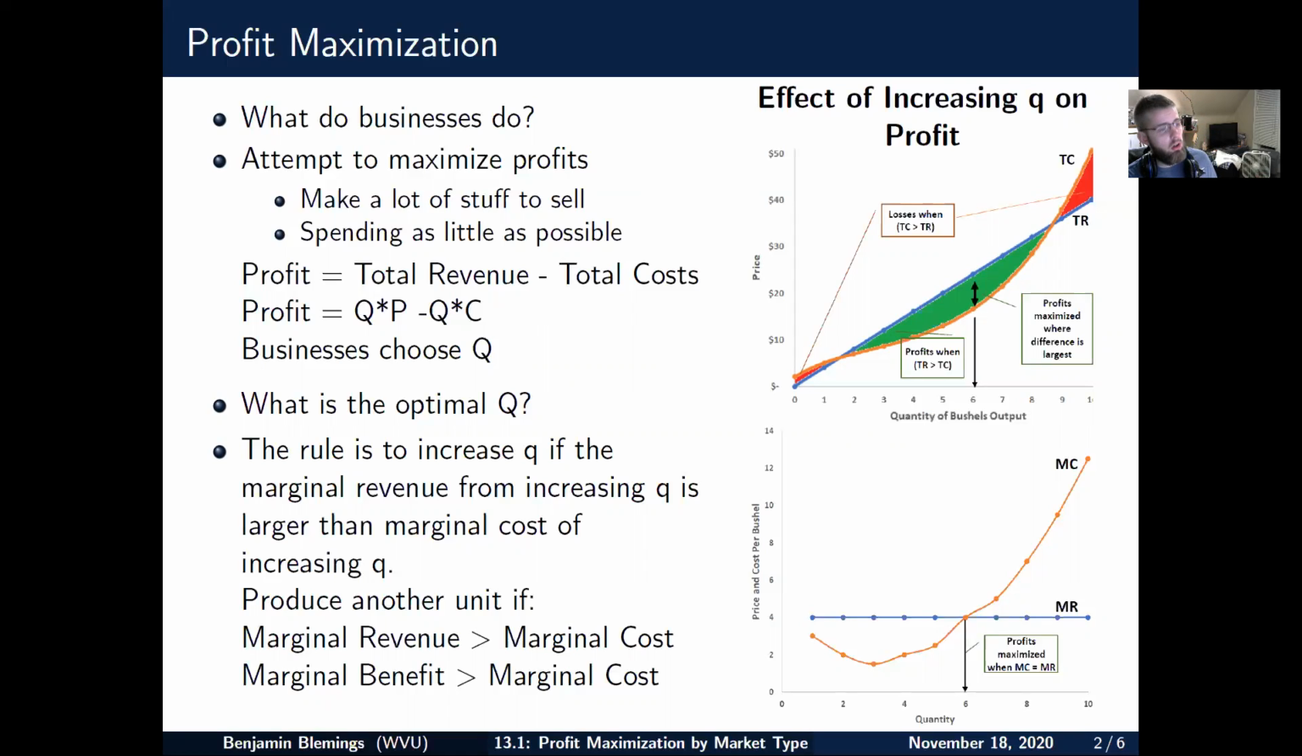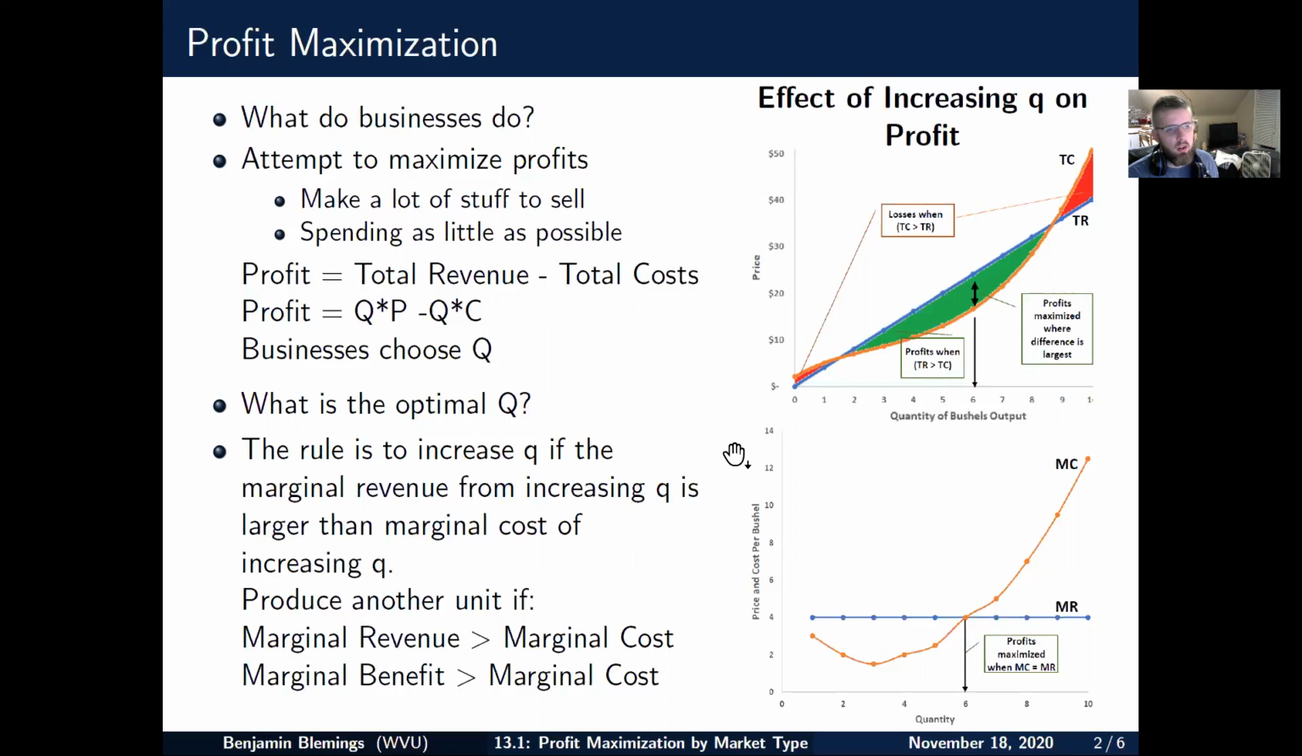And so what is the optimal quantity? How much? And so we have this nice rule here, which is you should increase quantity if the money you make from producing another unit is larger than the cost of producing that next unit. And so these are our classic marginal benefit greater than marginal cost. And we know that optimal is to keep producing until marginal revenue equals marginal cost. Marginal benefit is equal to the marginal cost.